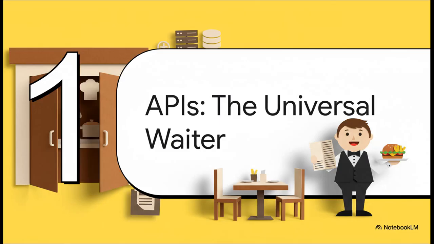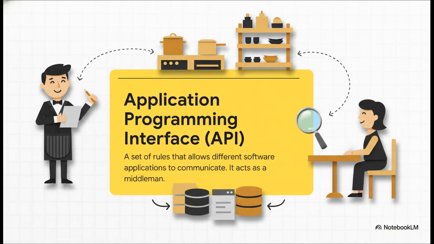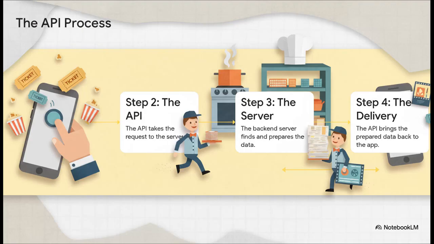The answer is something called an API. And to really get what that means, I want you to picture a restaurant. Think about it. You don't just waltz into the kitchen and start making your own food, right? Of course not. There's an intermediary, a kind of universal waiter. So an API, that stands for Application Programming Interface, is basically that middleman. It's a set of rules, a protocol, that lets different software applications talk to each other. Just like a waiter, it takes your order, goes to the kitchen, and brings back exactly what you asked for. And here's the key part. You, the customer, have no idea how the kitchen actually works. You don't need to. So let's walk through this step by step.